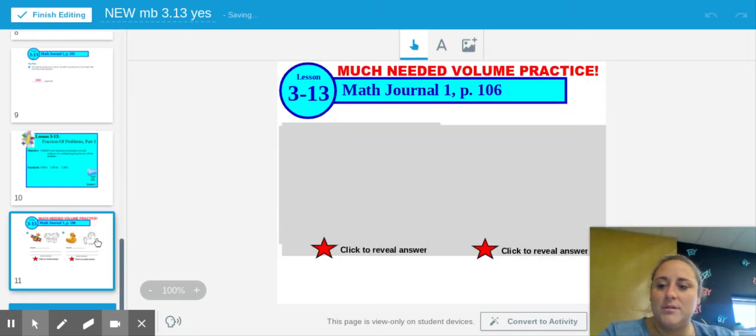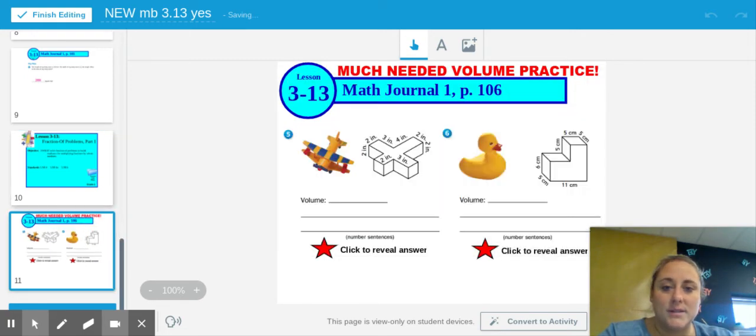And what I would like to introduce to you is page 106. This is some much needed volume practice. You need to have this completed by, I believe, the lesson after 14, so our wrap-up day. And so you'll see number 5 is just finding the volume of some irregular shapes. Taking what we've learned about volume in the past, length times width times height, and using that to break this apart and find out what the total volume is. So do that practice, and then there'll be an assignment later on in the week that connects to this.